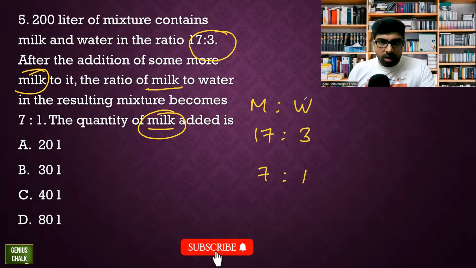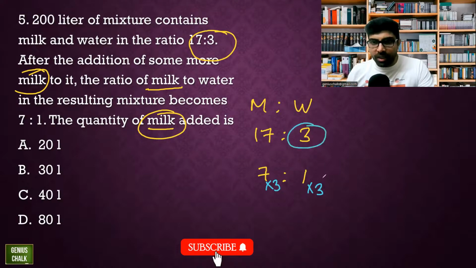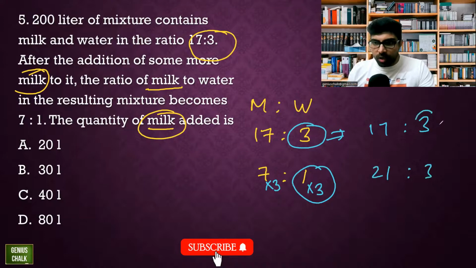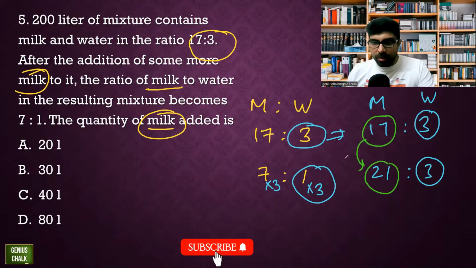That means here we are adding milk, so water has to be the same. So this is 3, this is 1. I'll multiply by 3 to make it the same, and this also I need to multiply by 3. That is, this water is the same, guys. Again focus, the new ratio is 17:3 and 21:3. The new ratio, water is the same. And what is the change in milk now? We can just observe, from 17 it is 21. That means there is a change of 4 in the milk quantity.